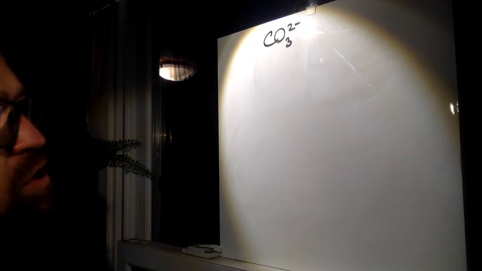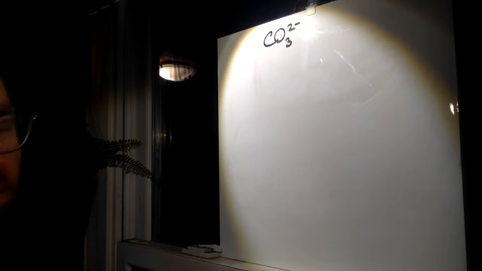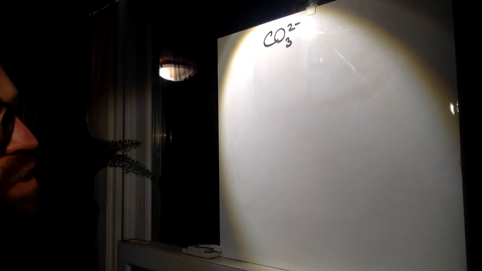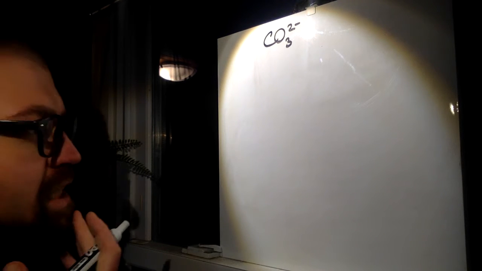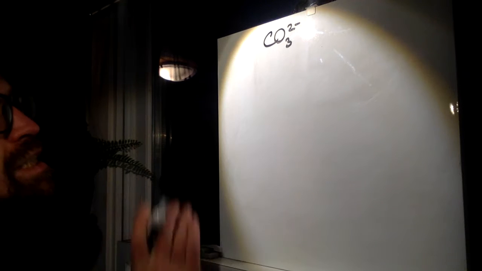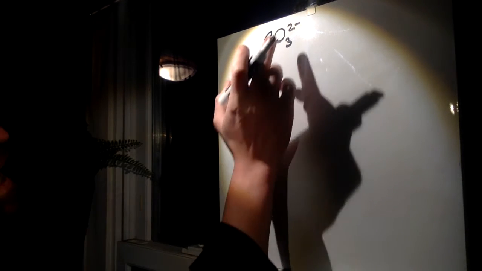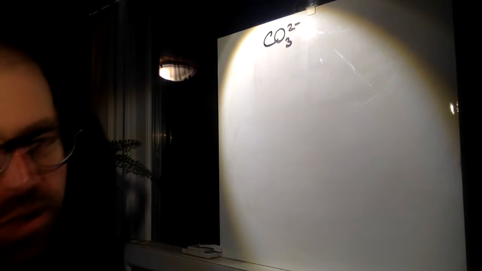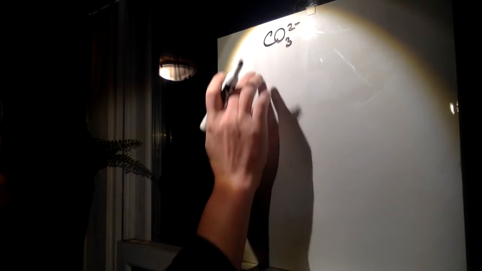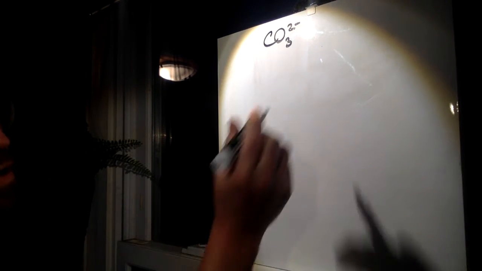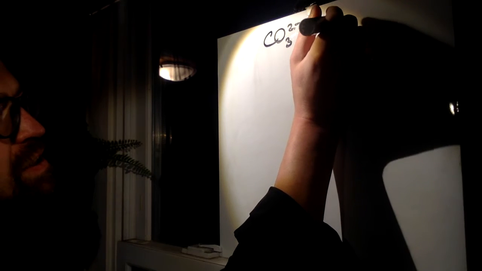So we have CO3 2 minus, and the first thing that we're going to do is count the total valence electrons. Carbon has 4 valence electrons. Oxygen has 6. 6 times 3, 18. 18 plus 4, 22. And there's a 2 minus charge. So 22 plus those 2 extra electrons that the entire structure has gained, we have 24 valence electrons.